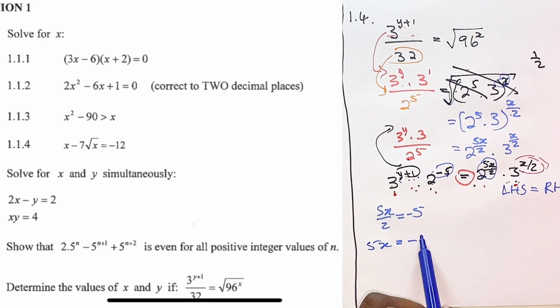So when I solve for x here, I multiply by 2 on both sides. I have 5x equal to negative 10. Divide by 5 on both sides, I will have minus 2. I now know the value of x.